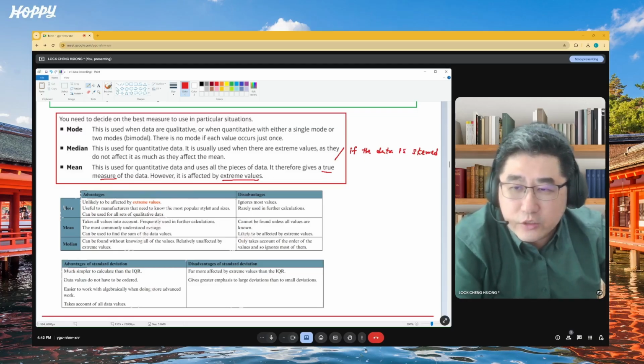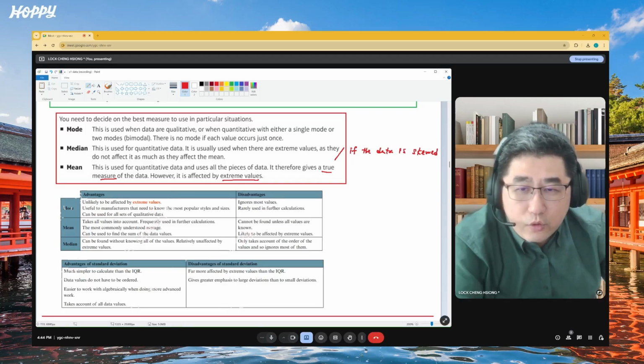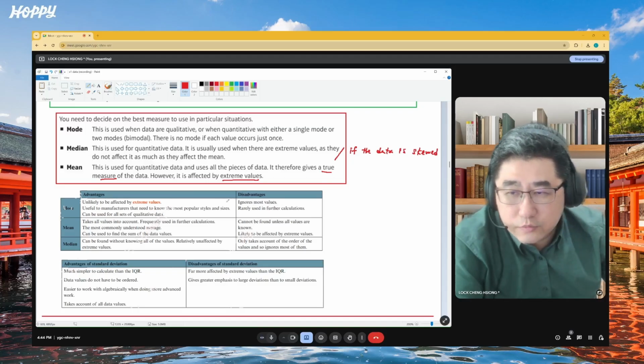Advantages and disadvantages. Mode: unlikely to be affected by extreme values. Useful to manufacturers that need to know the most popular style or size, just like the car that I said. Can be used for all sets of qualitative data. Disadvantage: ignores most values, rarely used in further calculation.